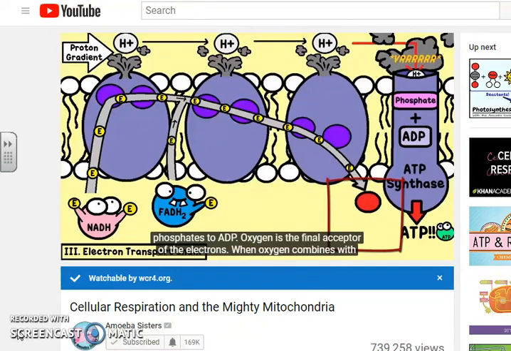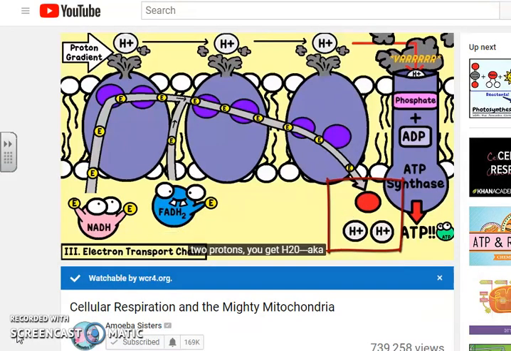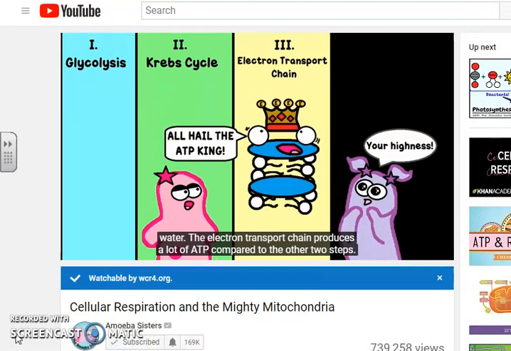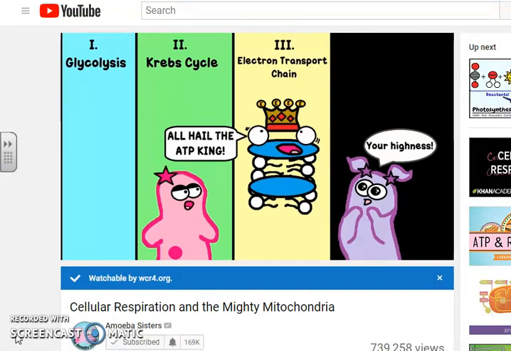Now, oxygen is the final acceptor of these electrons, and when an oxygen molecule combines with two protons, you get H2O, which is water. So water is a product as well. The electron transport chain produces a lot of ATP compared to the other two steps. It's all because of that ATP synthase.